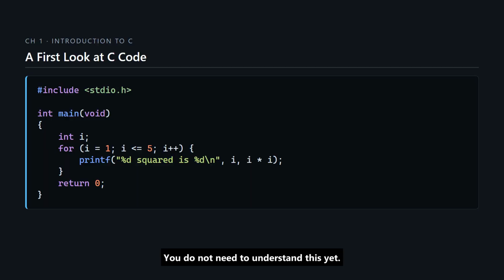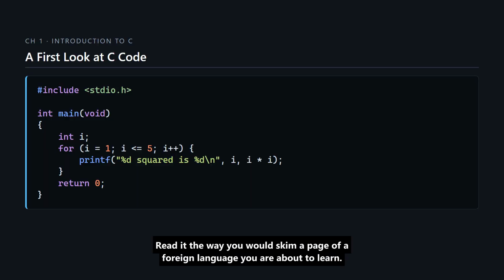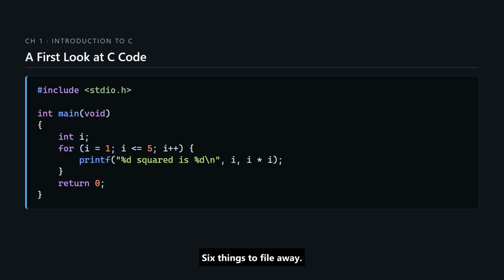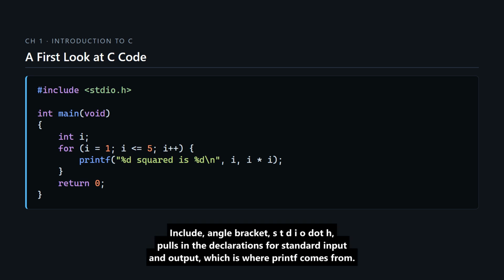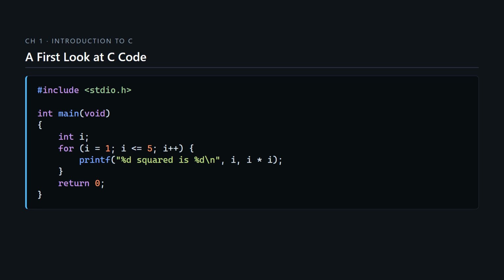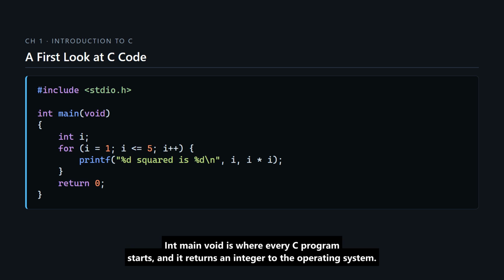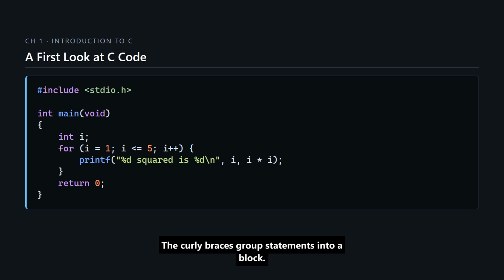You do not need to understand this yet. Read it the way you would skim a page of a foreign language you are about to learn. 6 things to file away. include angle bracket stdio.h pulls in the declarations for standard input and output, which is where printf comes from. Int main void is where every C program starts, and it returns an integer to the operating system. The curly braces group statements into a block.